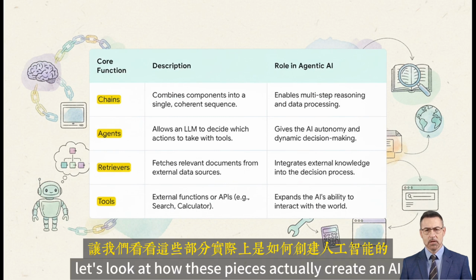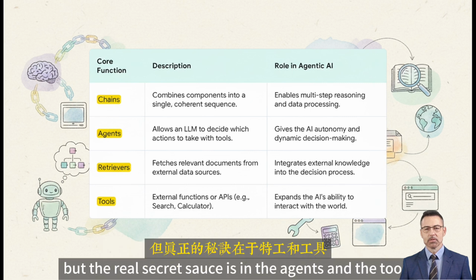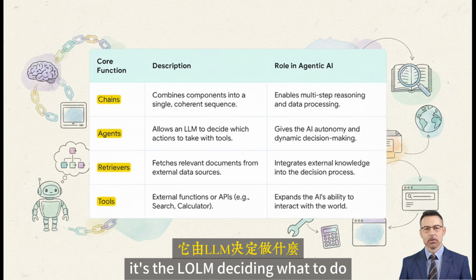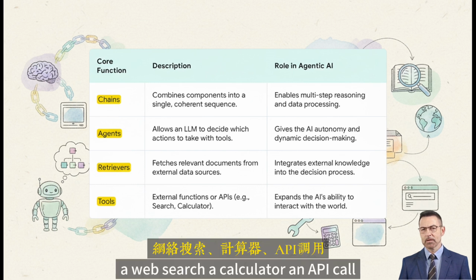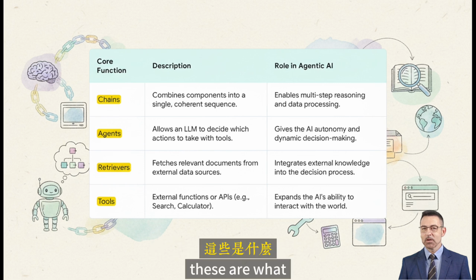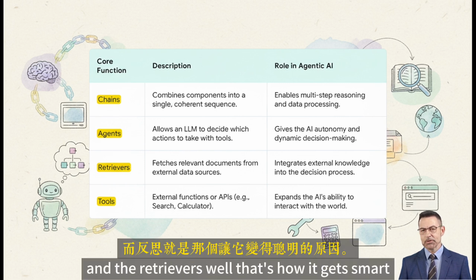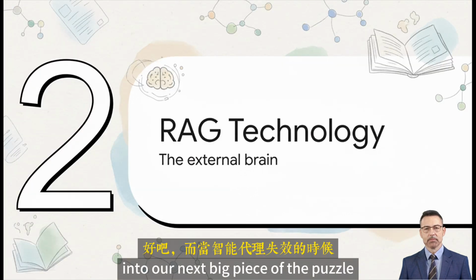So, let's look at how these pieces actually create an AI that can act. Chains are what let it think step by step. But the real secret sauce is in the agents and the tools. The agent is the brain. It's the LLM deciding what to do. And the tools, those are its hands. A web search, a calculator, an API call. These are what let it reach out and interact with the world to get things done. And the retrievers, well, that's how it gets smart. Which leads us perfectly into our next big piece of the puzzle.